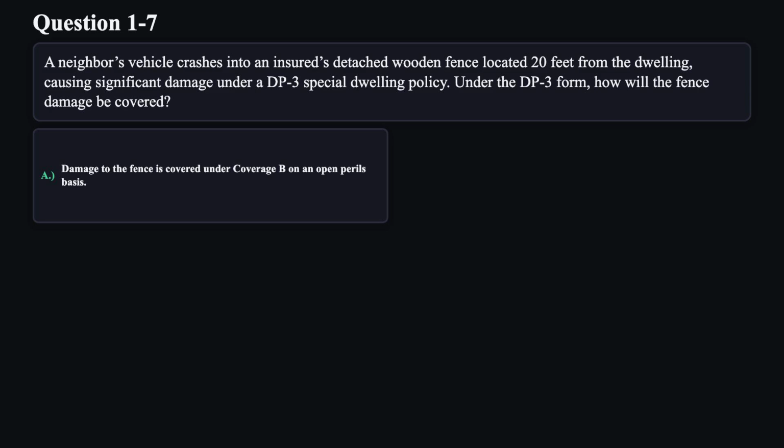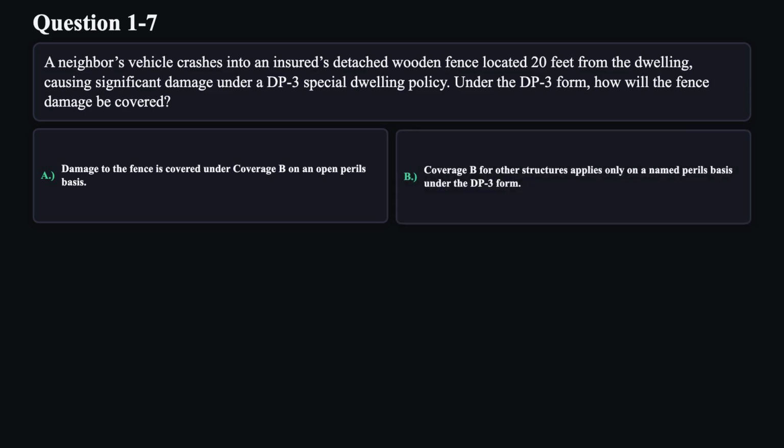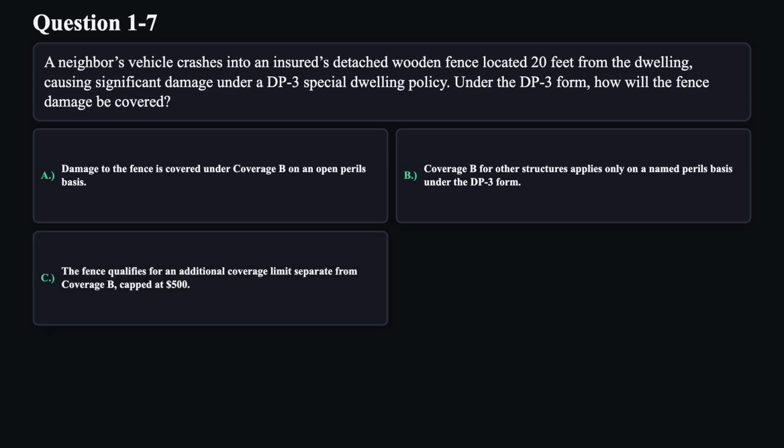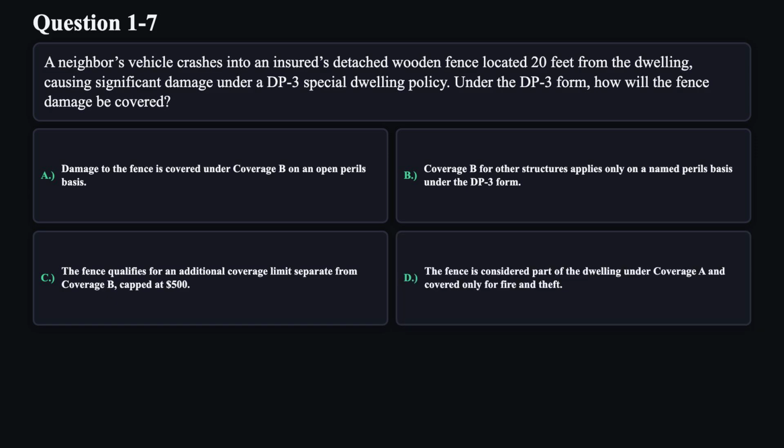A. Damage to the fence is covered under Coverage B on an open perils basis. B. Coverage B for other structures applies only on a named perils basis under the DP3 form. C. The fence qualifies for an additional coverage limit separate from Coverage B, capped at $500. D. The fence is considered a part of the dwelling under Coverage A and covered only for fire and theft.